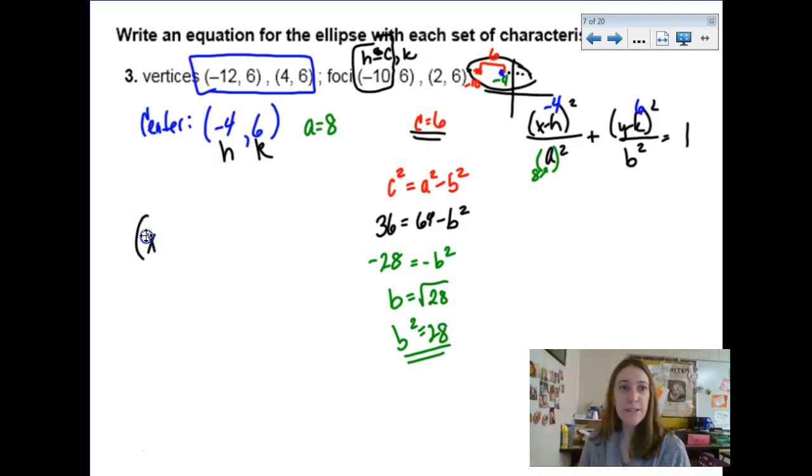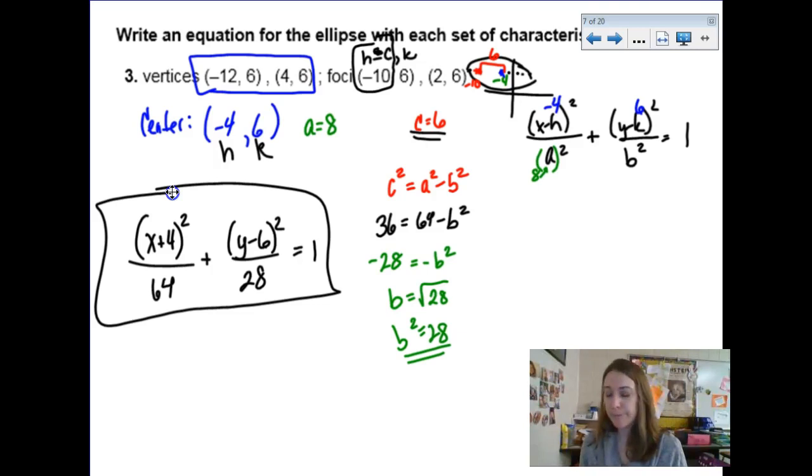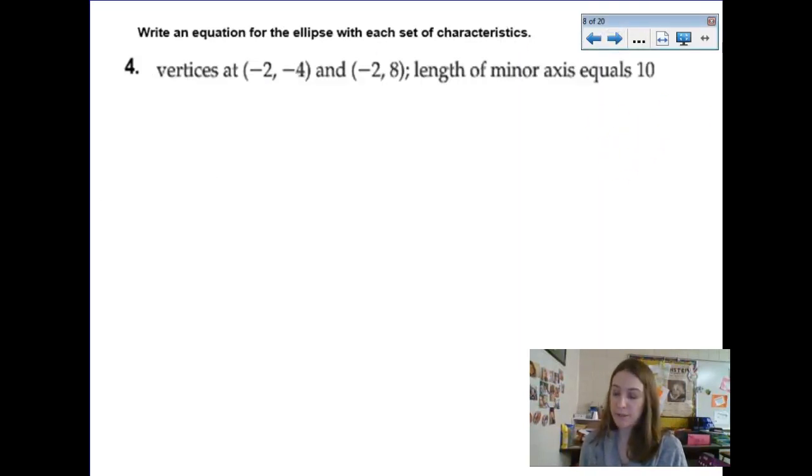So in the formula, x minus negative 4 would be (x plus 4) squared over 8 squared, which is 64, plus (y minus k), which is (y minus 6) squared, over b squared, which we just found is 28, equals 1. All right. So the trick was looking at what you were given, what you could calculate, and then what took a little more effort to calculate. And the foci clue is important because it gives you a clue about the distance c. That's not even part of the formula, but we had to use c to find b. So that's what we're going to have to run into today, huh?